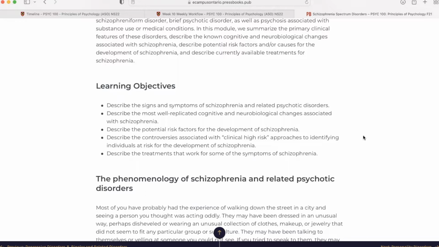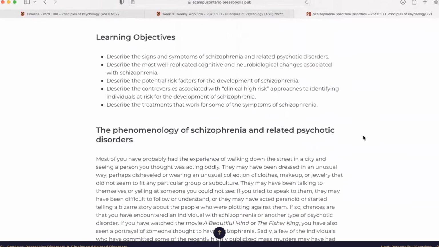The learning objectives to keep in the back of your mind as you're listening or reading along on YouTube: describe the signs and symptoms of schizophrenia and related psychotic disorders. Describe the most well-replicated cognitive and neurobiological changes associated with schizophrenia. Describe the potential risk factors for the development of schizophrenia. Describe the controversies associated with clinical high-risk approaches to identifying individuals at risk for the development of schizophrenia, and describe the treatments that work for some of the symptoms of schizophrenia.